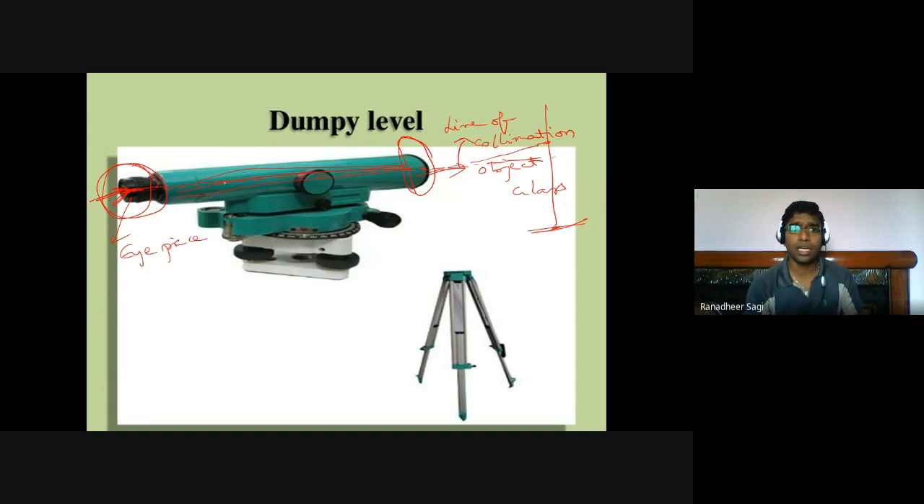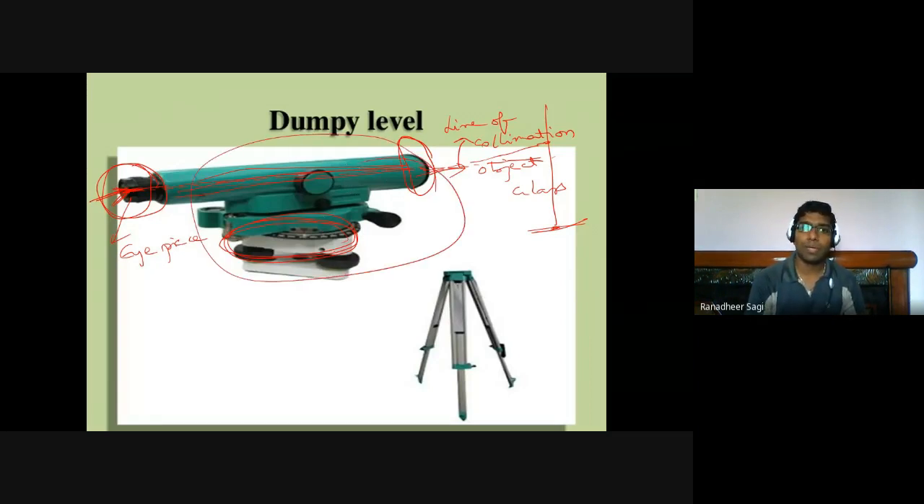You can see here your telescope is firmly fixed to the base of the dumpy level. That telescope which is rigidly fixed to the base, that instrument or that level, is what is called your dumpy level. And this dumpy level will be placed on top of what is called a tripod. By placing it properly on your tripod, we are going to be fixing your dumpy level on it.